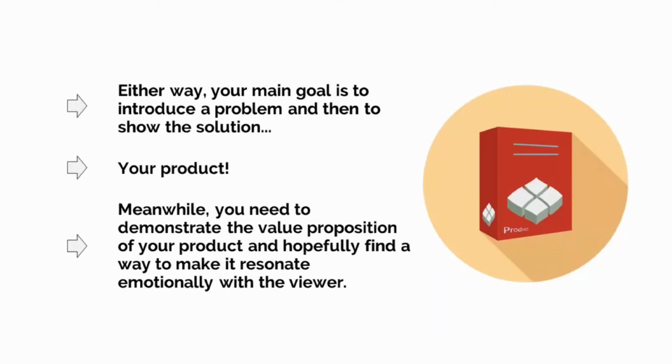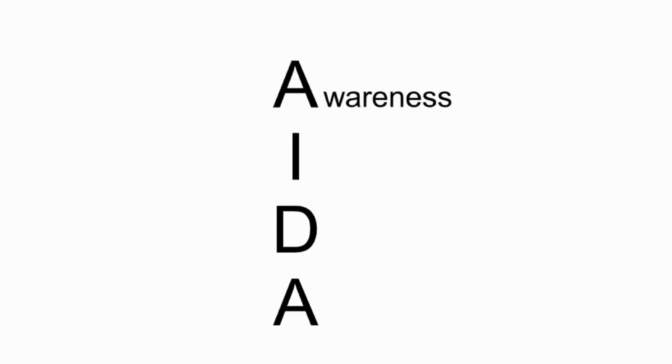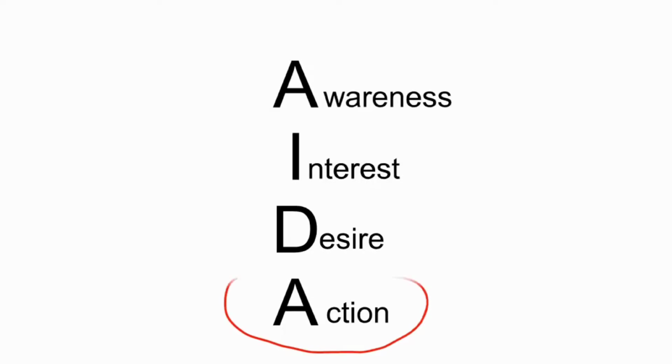Meanwhile, you need to demonstrate the value proposition of your product and hopefully find a way to make it resonate emotionally with the viewer. At the same time, you need to fully explain what your product is, and this can follow a structure known as AIDA: awareness, interest, desire, action. To really push that last part, the crucial action element, you need to ensure that you create urgency, and this can mean alluding to scarcity. Buy now while stocks last.